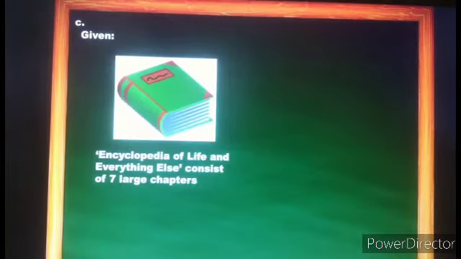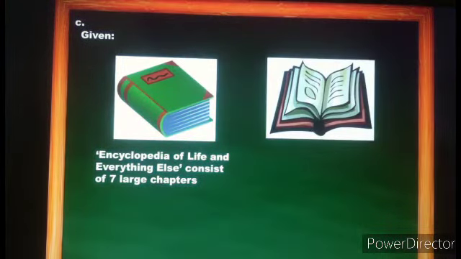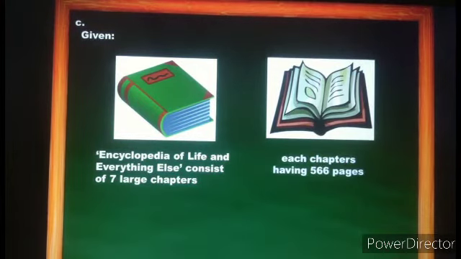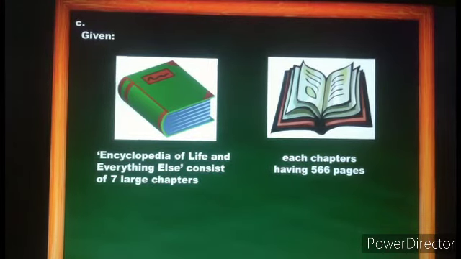One of his favorites is a book called Encyclopedia of Life and Everything Else. The book has 7 large chapters, and each of them has 566 pages. Now the question is, how many pages does the Encyclopedia have in total? Write down your answer.